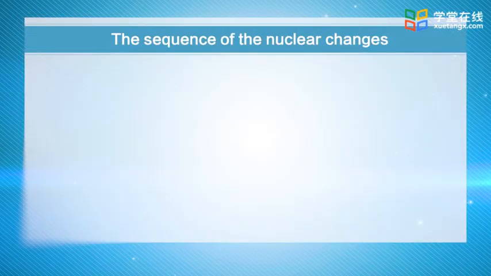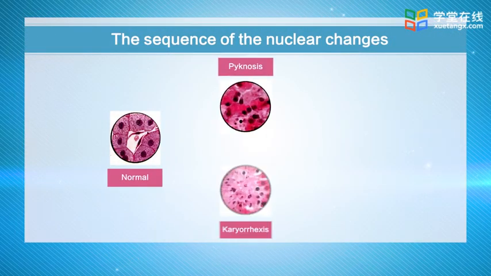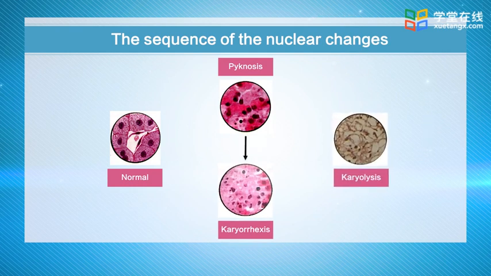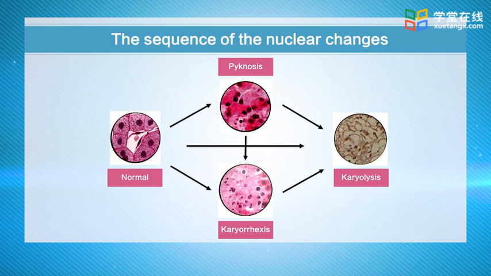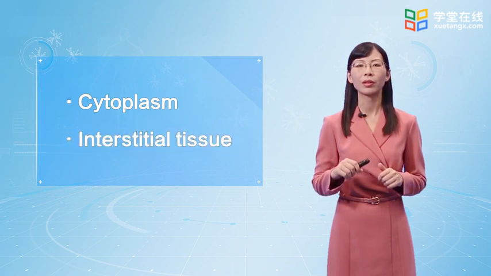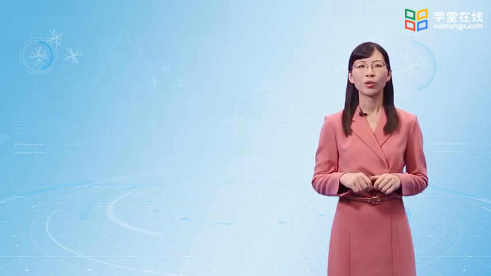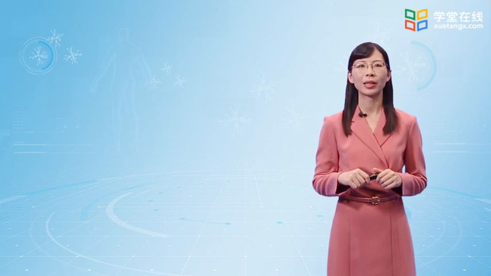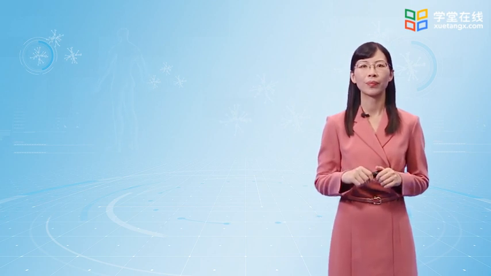For a pathologist to diagnose cell death, the key point is to look at the cell nuclear morphology. The sequence of the nuclear changes varies. A normal cell can undergo karyolysis directly or start with pycnosis or karyorrhexis. Besides nuclear changes, there are changes in the cytoplasm and interstitial tissue. Changes in cytoplasmic staining are also characteristic.